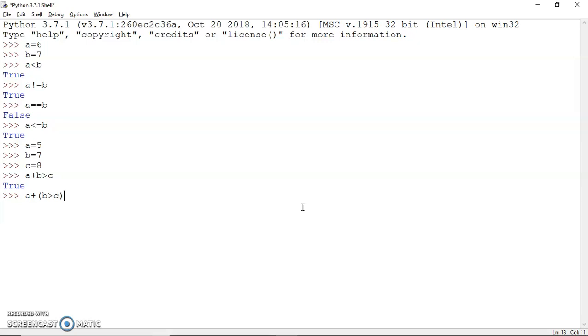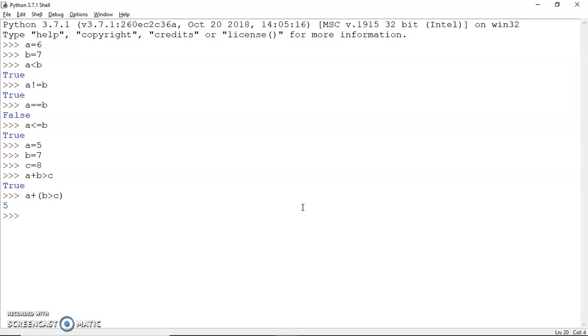Now b greater than c is true. B greater than C is false, rather. Okay, so you get 5 as the answer. So how do you get this answer? Any false value in a programming language is considered as 0, and a non-zero value is taken as true. 0 is taken as false and a non-zero value is taken as true.